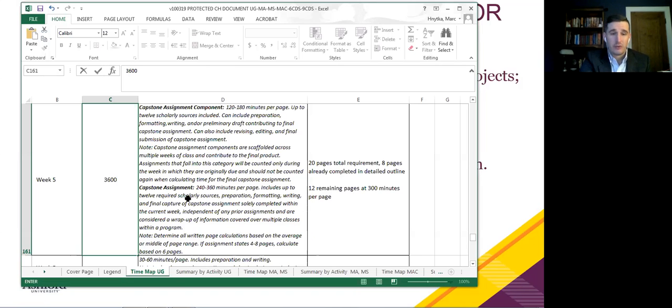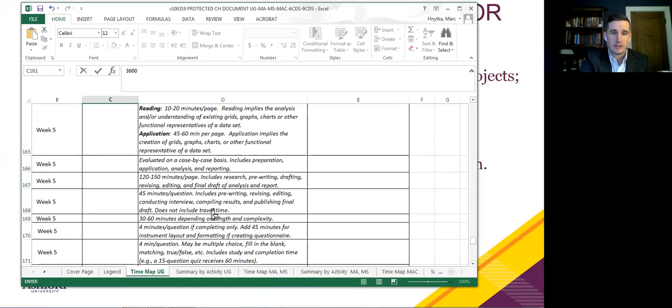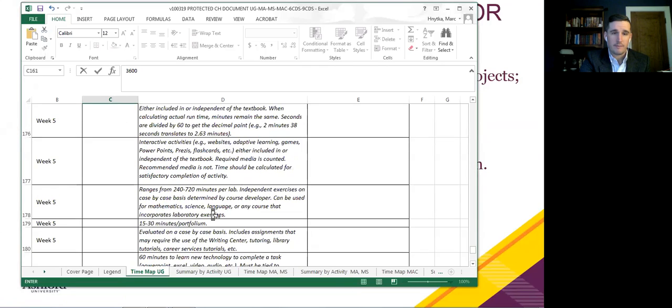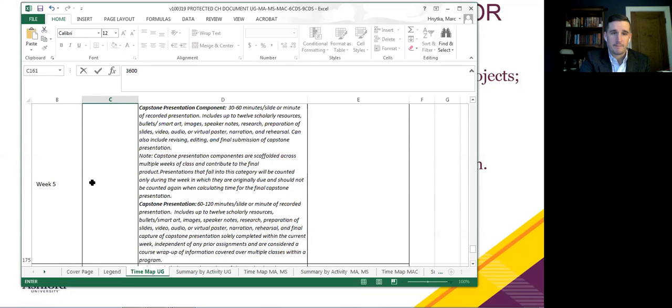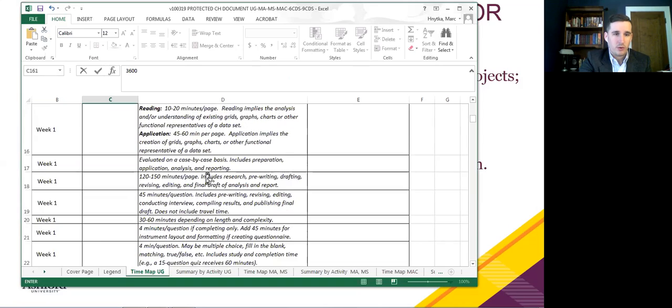So that's the capstone components, capstone assignment, and you use that same rationale for the written or oral components, which are present in all weeks, weeks 1 through 5, or in a longer course, a 6-week or 9-week course, on the corresponding time map. Those components are present every week. So next we are going to go back to week 1, and we're going to talk about worksheets real quick.